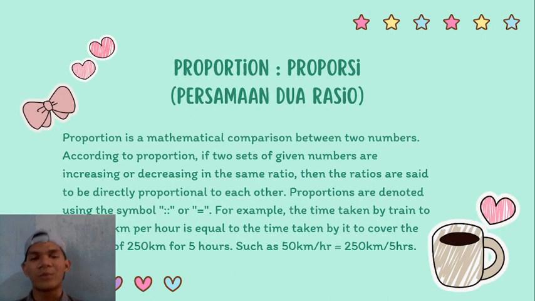Next is proportion. Proportion is a mathematical comparison between two numbers. According to proportion, if two sets of given numbers are increasing or decreasing in the same ratio, then the ratios are said to be directly proportional to each other. Proportion is denoted by a symbol like this or like this, okay?